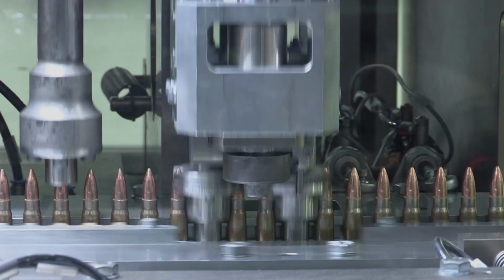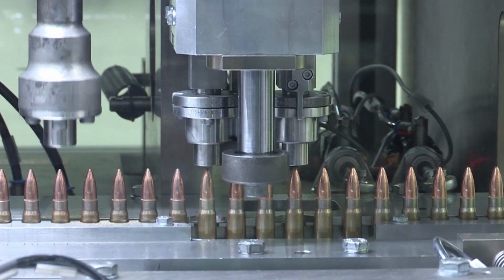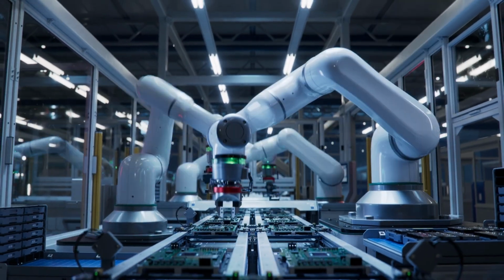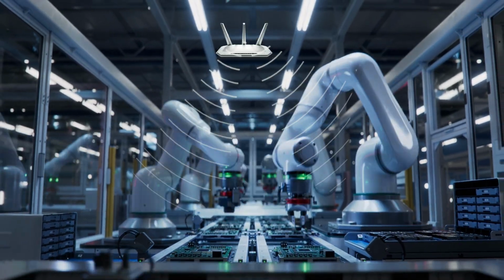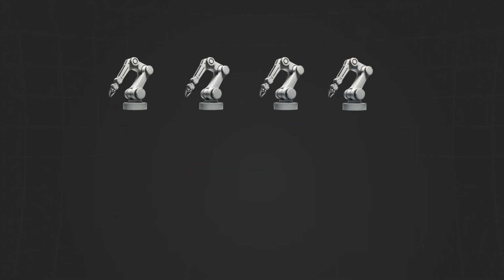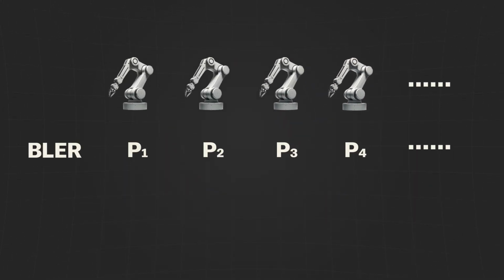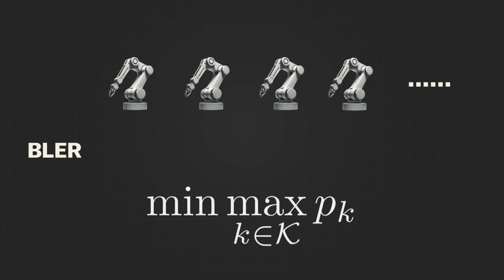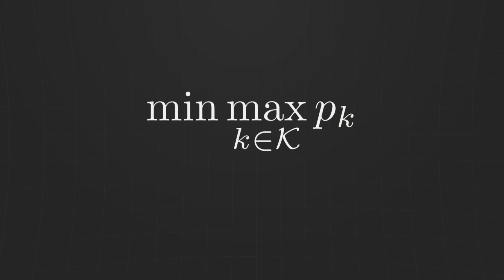In this demo, we consider a scheduling problem for URLLC in an industrial automation setting. We focus on downlink transmission from ORUs to the UEs. To maximize the reliability of URLLC data transmission to the UEs, we minimize the maximum BLER P_k among all K UEs. As a first step, we need to quantify P_k, or BLER, mathematically.